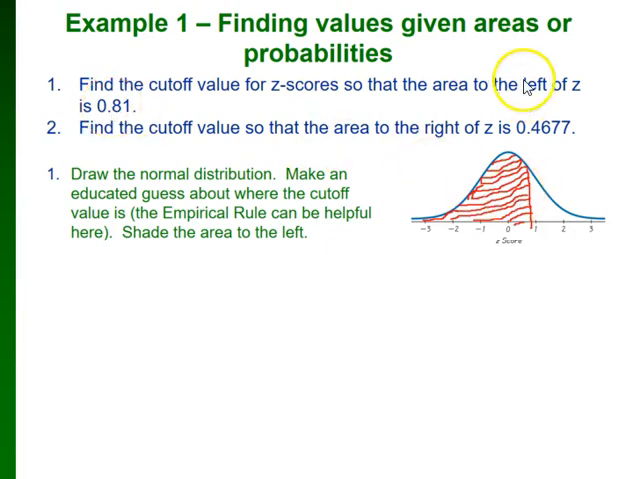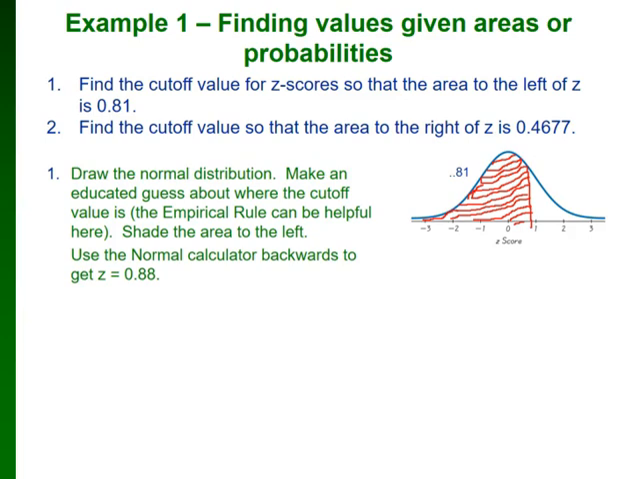So we want to draw it so that the area to the left of this z-value is a little bit more than half. We don't know exactly where to put this value, but we want our shaded region of our graph to be more than half of the graph. That means that this area in here should be equal to 0.81.